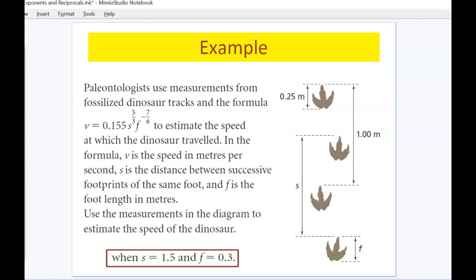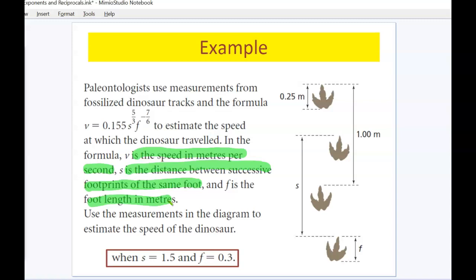So in this example, paleontologists use measurements from fossilized dinosaur tracks, and the formula V equals 0.155 s to the 5/3 f to the negative 7/6 to estimate the speed at which dinosaurs travel. In the formula, V is the speed in meters per second, and S is the distance between successive footprints of the same foot. And F is the foot length in meters. So F is in meters, S is in meters per second, and we want to use the following measurements from the diagram to help us out, okay?